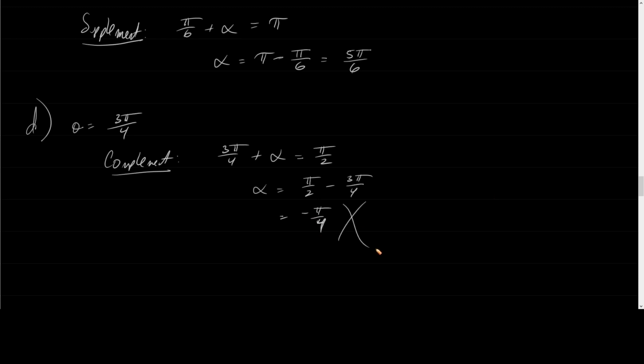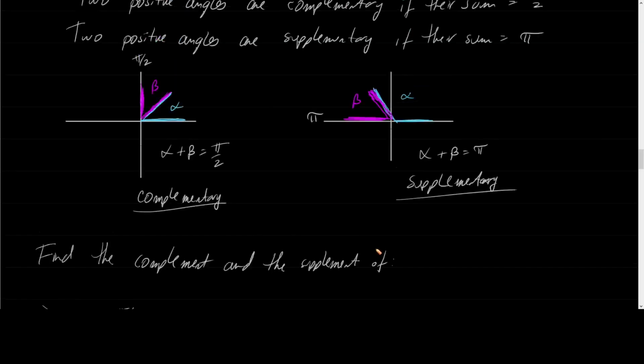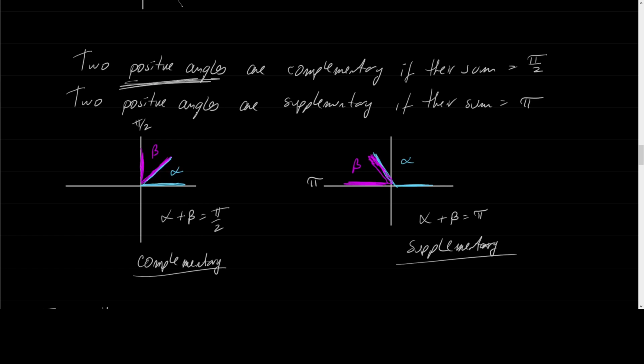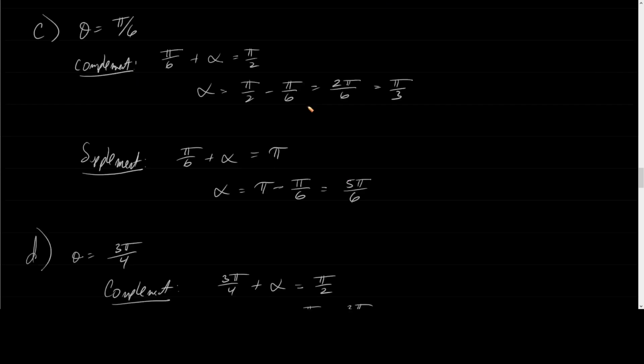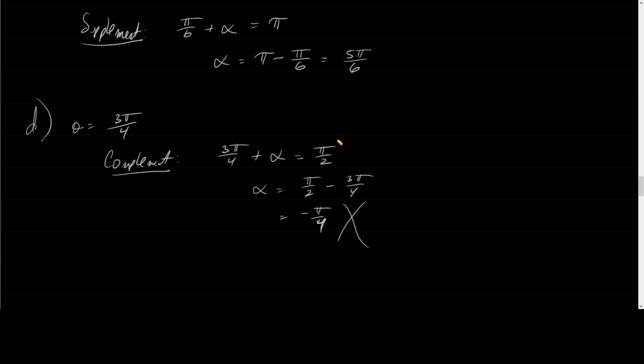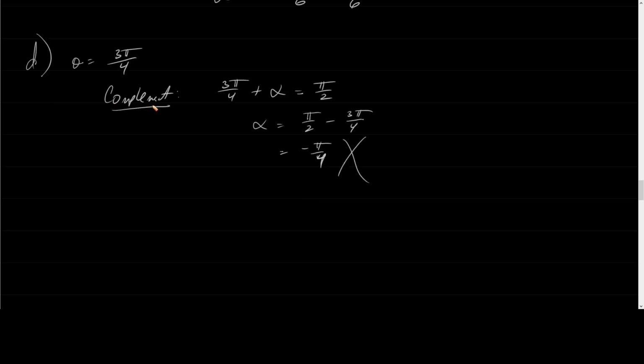But that's bad. How come? Let's go back to our definition over here. Two positive angles are complementary. Two positive angles are supplementary. So we're supposed to get positive angles. We just found an angle that, I mean, they did add up to pi over 2 with that original angle that we were given. However, it gave us a negative answer. It's a negative solution there. So this tells us that 3 pi over 4 has no complement. All right, 3 pi over 4 has no complement.